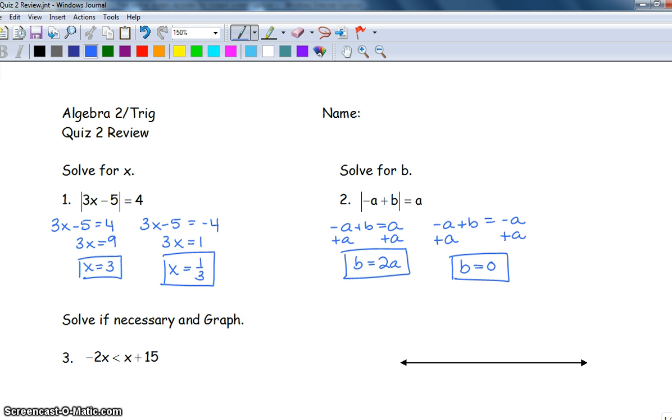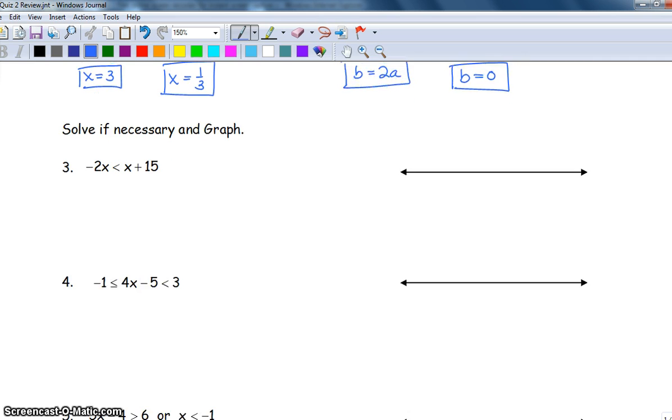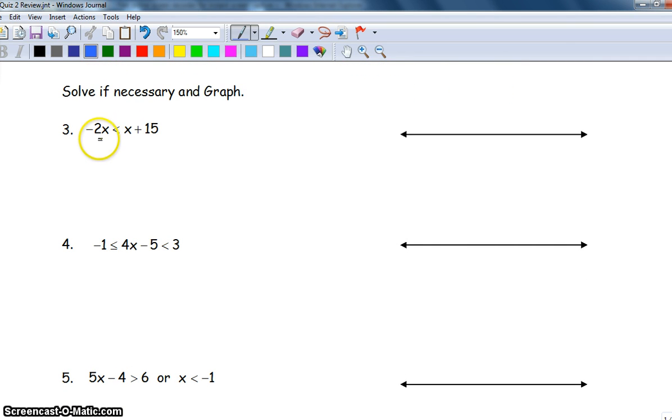Alright, after absolute value equations, let's move on to inequalities. We're going to start with this simple inequality, and we still have to solve for x, and I'm going to move the 2x over, because I want to make my x positive. So I've got 0 is less than x plus 2x gives us 3x, plus 15. We're going to move the 15 over, so we've got a negative 15 is less than 3x. We divide by 3. We get a negative 5 is less than x.